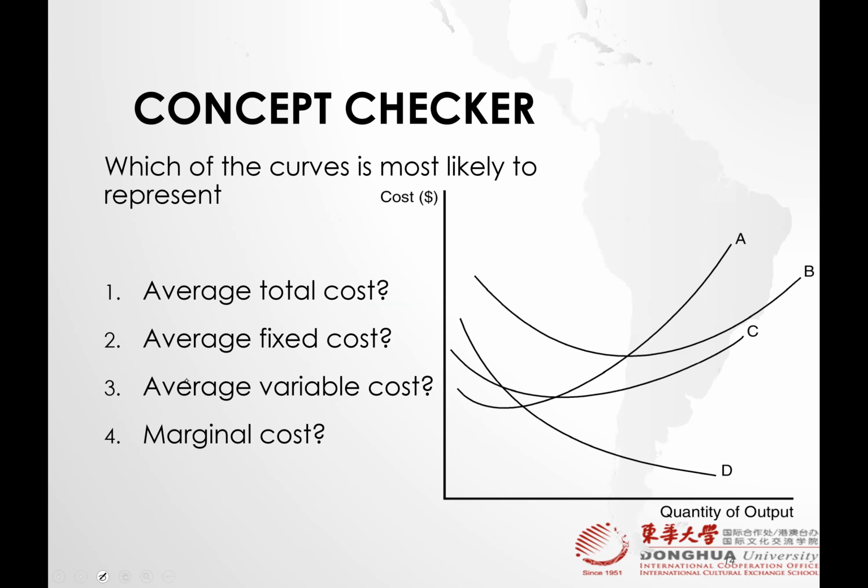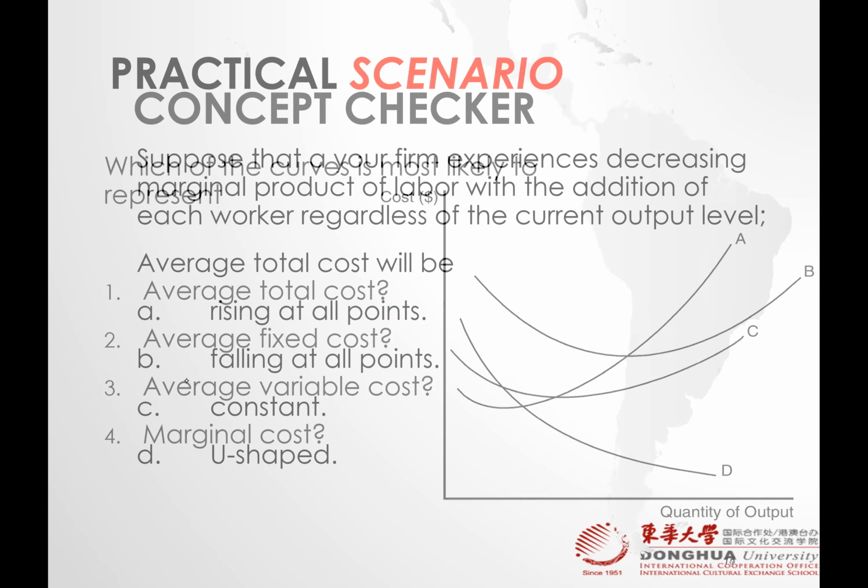And now answer this. What is the average total cost? B. And what is the average fixed cost? D. The average variable cost? C. Very nice. And why is that? Because average variable cost is always less than the average total cost. And our marginal cost at the end is A. Very nice. So let's talk about the scenarios.